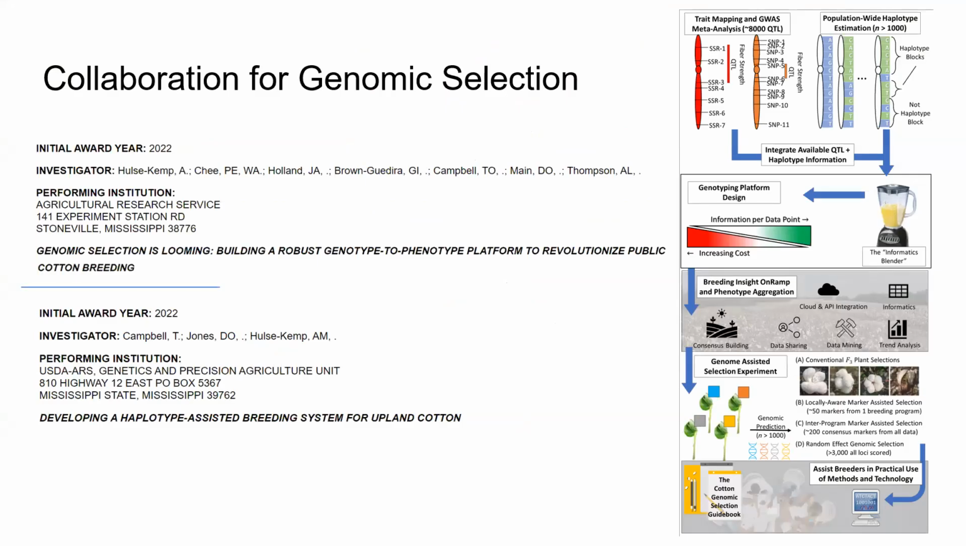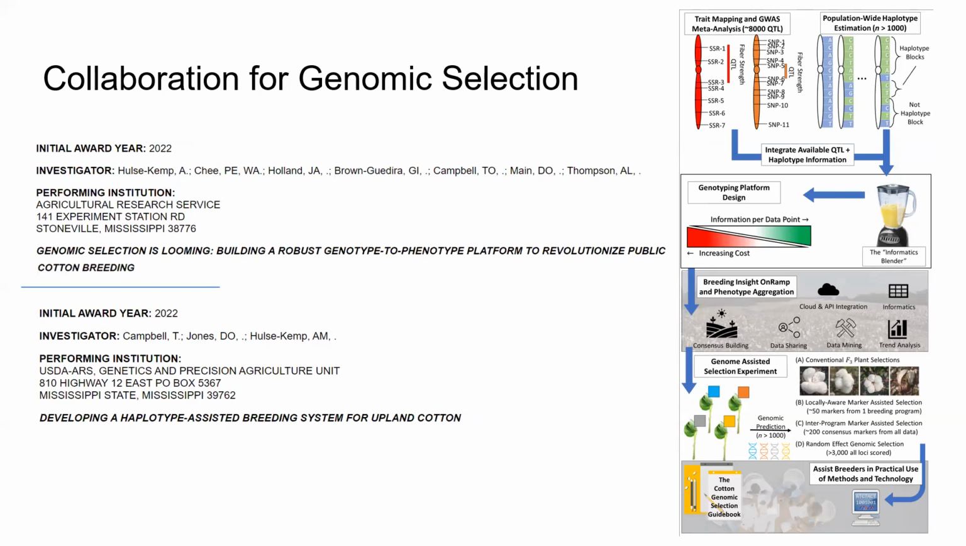So as a group, we have formed a group that is working towards doing this and collaborating for developing genomic selection. What we are trying to do is shown here on the right and integrating our available QTL and haplotype information, using that to try to develop the next generation of breeding platform, which will allow us to get more information per data point at a very increased cost. So we can think about genotyping those large number of individuals that do exist in the public breeding programs. And moving that into an aggregated data management system where we can share across those breeding programs as well as to public and to publications.